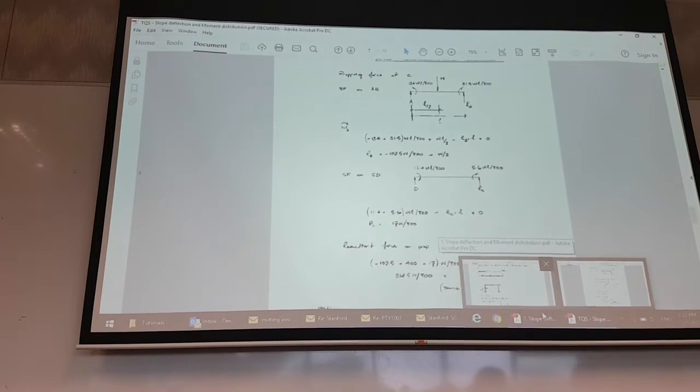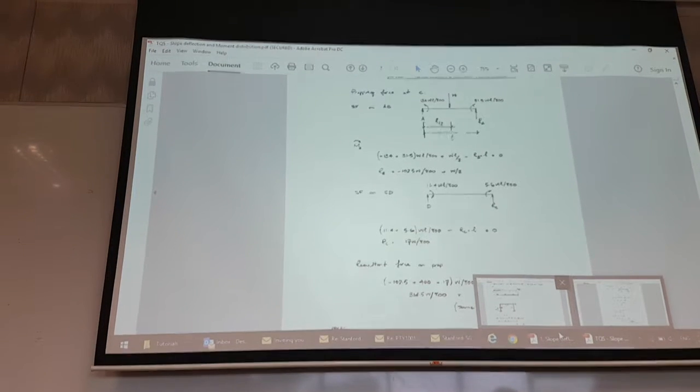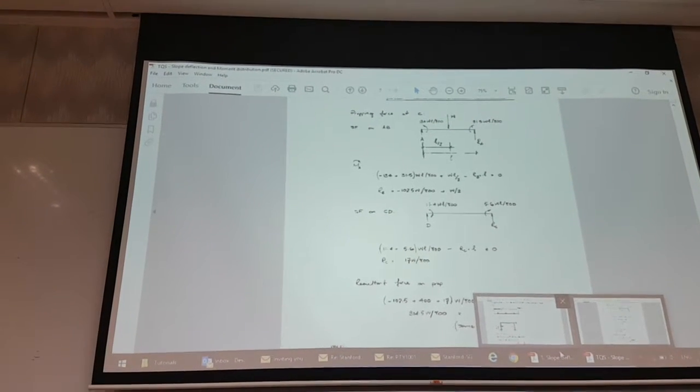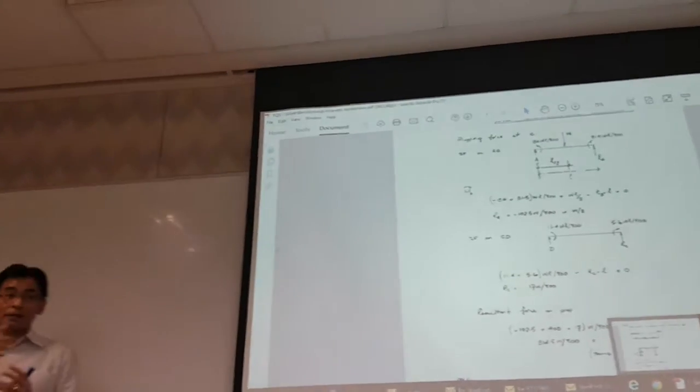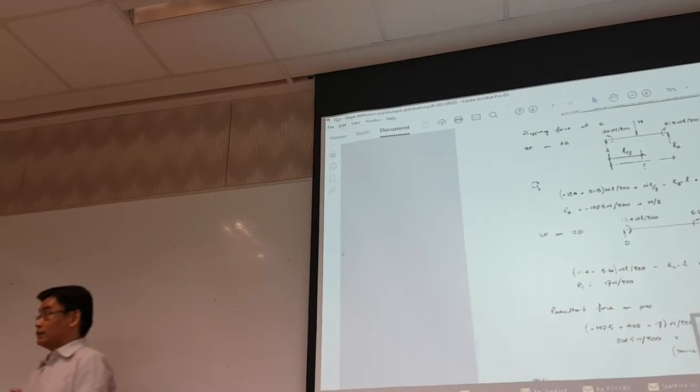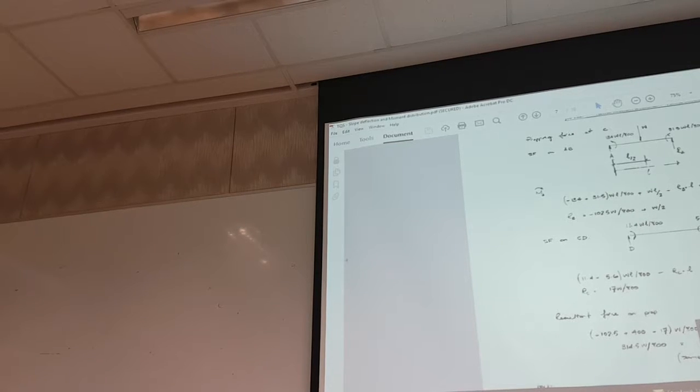They are all fixed ends, right? For this case, they're all fixed ends. Unless it's really like a cantilever beam, then it is like a free end. So that's why you then have to apply the condition differently, right?